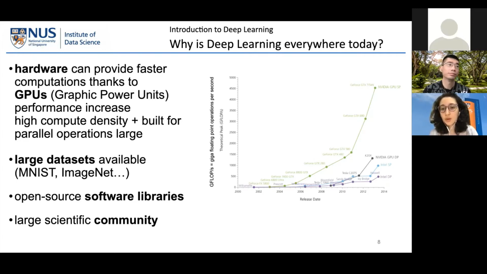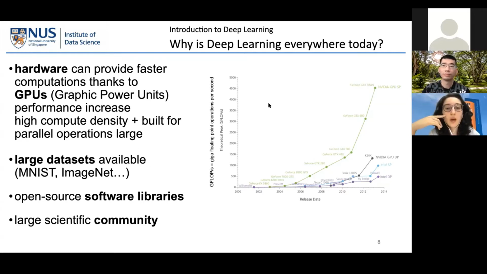So you can see that the performance, measured in giga floating point operations per second, has increased dramatically over the past decade, right? And so it has enabled a lot of model training that was not possible 50 years ago, right? And those graphic processing units are quite interesting in terms of performance because they are built for high compute density and for parallel operation.